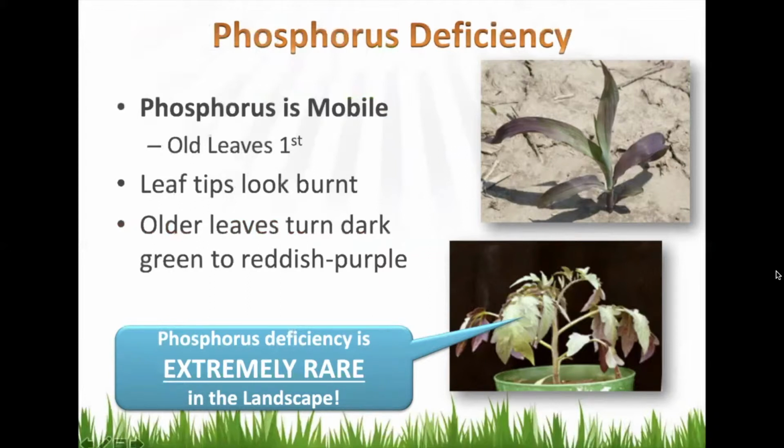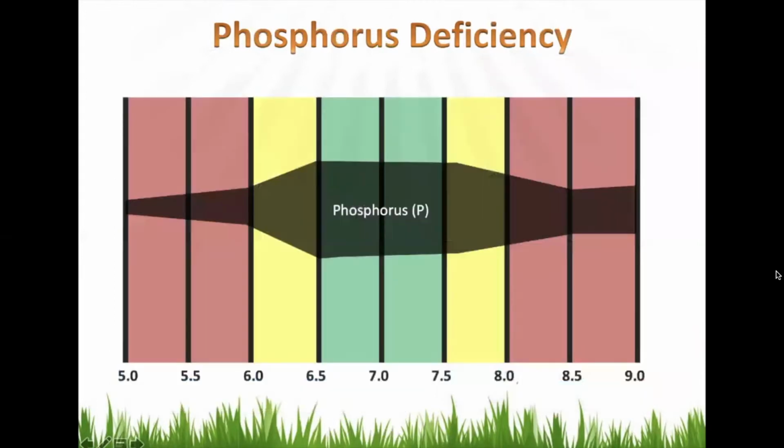And something to note is that phosphorus deficiency is very rare in the landscape, but this still may happen a lot of times in agriculture. So the optimal range for phosphorus is 6.5 to 7.5. Really, anything below or above that, you may see issues with phosphorus deficiency, but it first affects the older leaves, and then you're going to have that purplish coloration on the leaf tips as well.